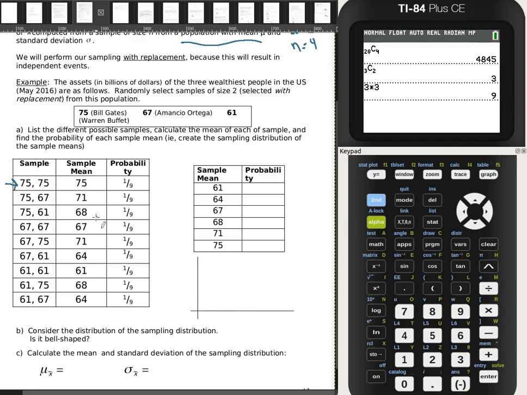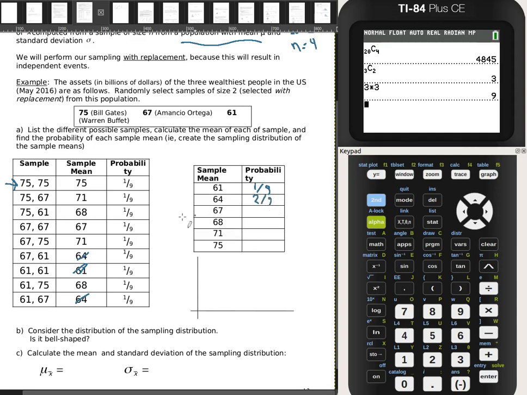But notice some of them repeat themselves. We got 64 a couple of times, we got 68 a couple of times. And so out of all these different sample means that are possible, these were the different means that we calculated. What is the probability to get this mean? So for 61, that only happens once. So that's basically a 1 out of 9 chance. And then what about for 64? Happens once and then twice. So there's a 2 out of 9 chance to get 64.